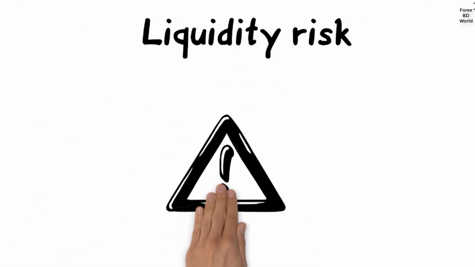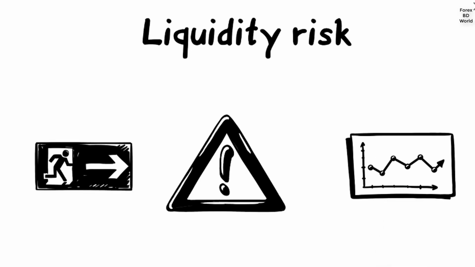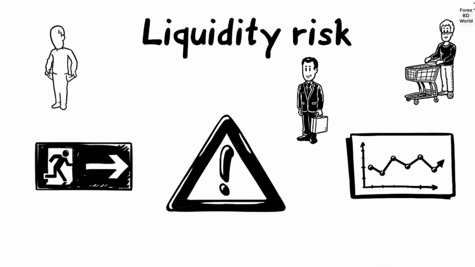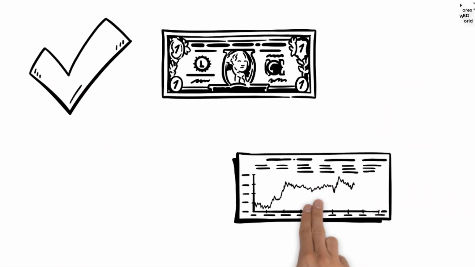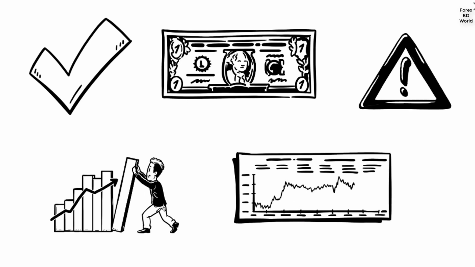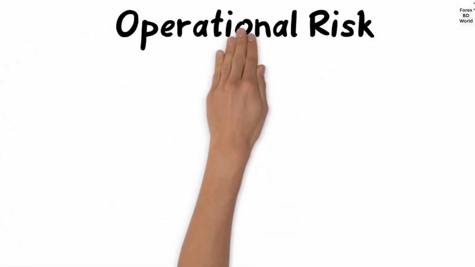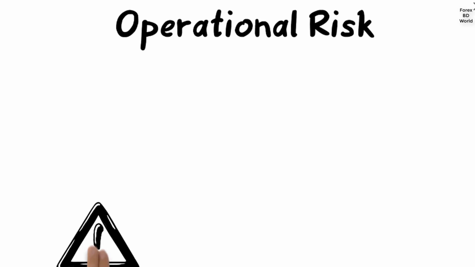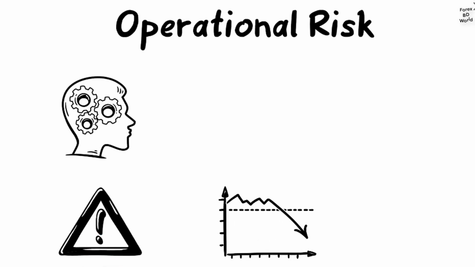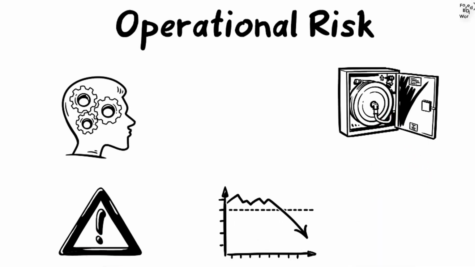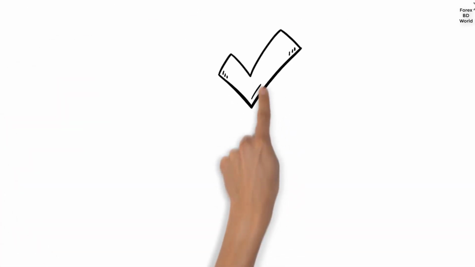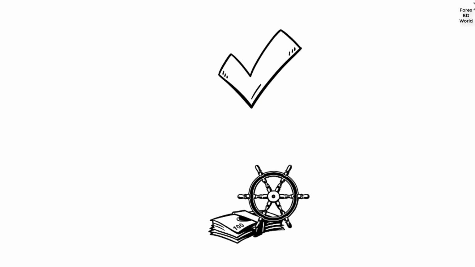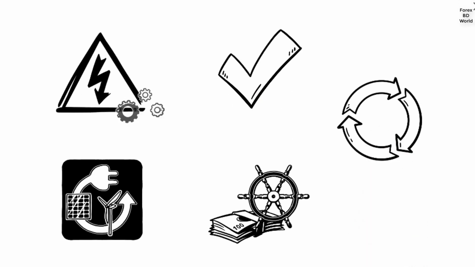Liquidity risk is the risk of not being able to close a trade or exit a position due to a lack of buyers or sellers in the market. It is essential to choose liquid currency pairs and avoid illiquid markets to minimize this risk. Operational risk. Operational risk is the risk of losses due to internal or external events such as system failures, human error, or fraud. It is essential to have robust risk management policies and procedures to mitigate operational risk.